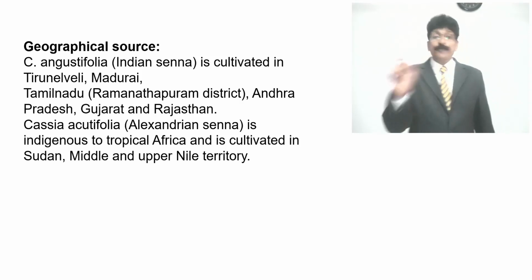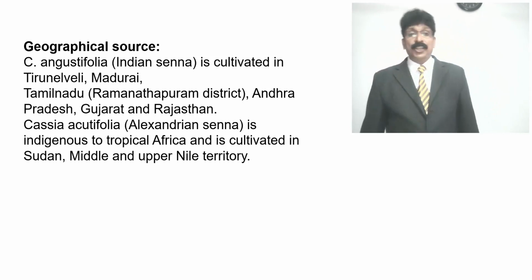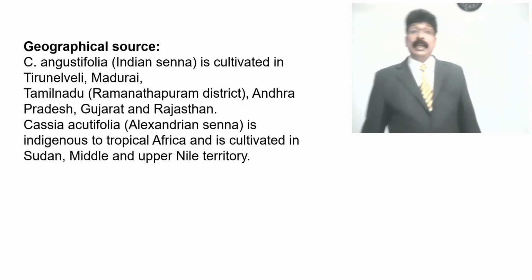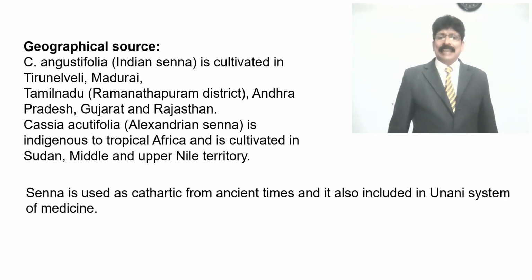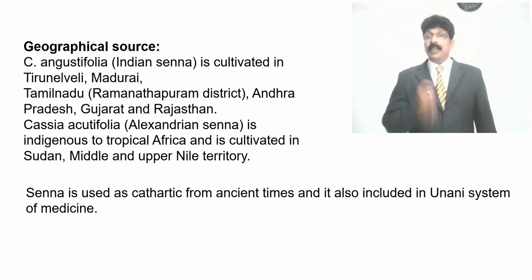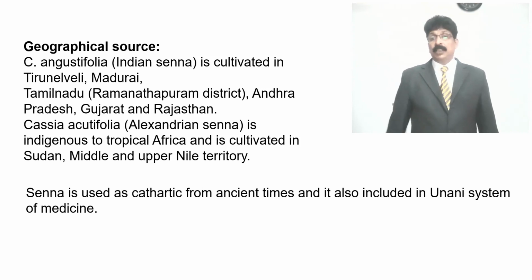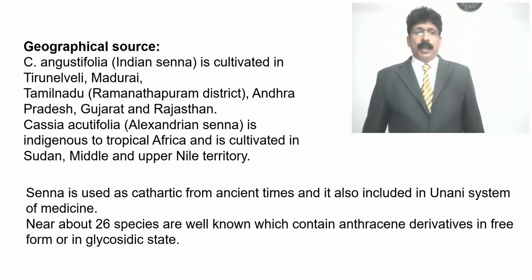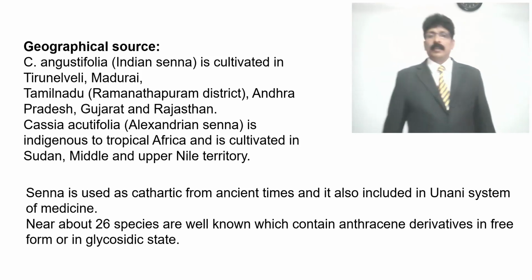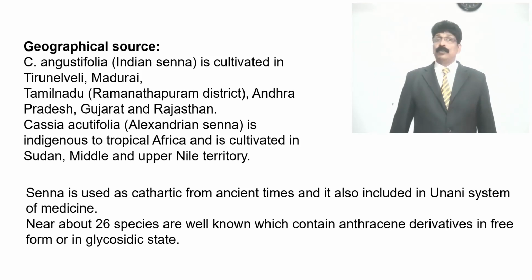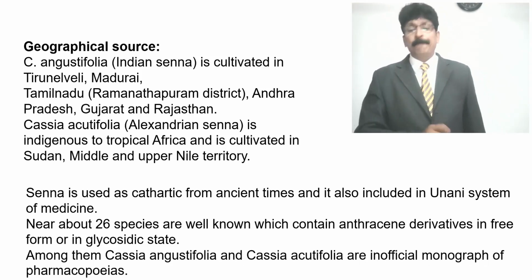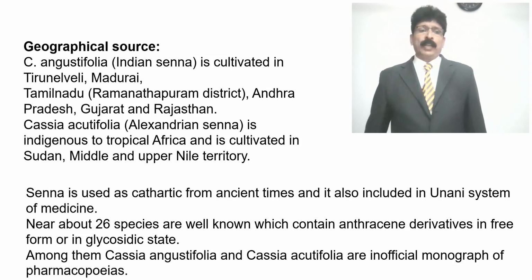Cassia acutifolia, the Alexandrian Senna, is indigenous to tropical Africa and cultivated in Sudan, the Middle East and the Upper Nile territory. Senna is used as a cathartic. It is a stimulant, and in ancient times it was also included in the Unani system of medicine. Near about 26 species are known which contain anthracene derivatives in free form and in the glycoside state of anthraquinone glycosides. Among them, Cassia angustifolia and Cassia acutifolia are in the official monographs of pharmacopoeias.